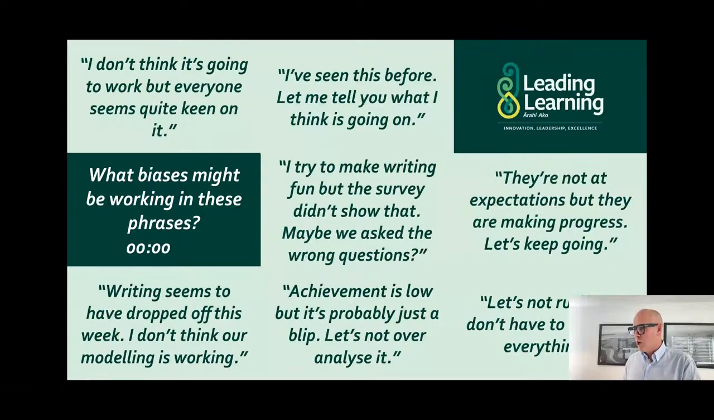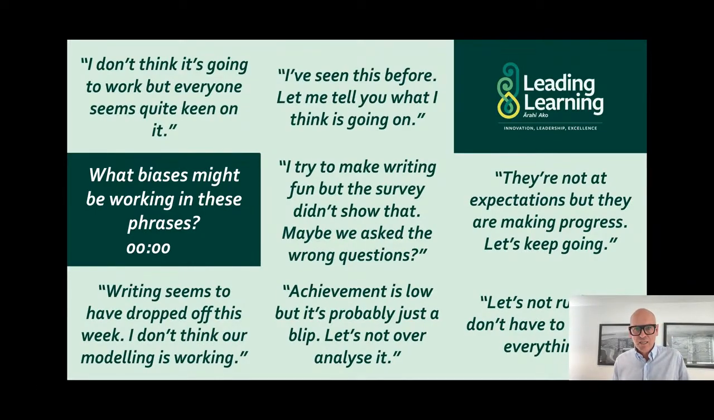Or achievement is low, but it's probably just a blip. Let's not overanalyze it. Let's move on. That might be a bit of status quo bias, but it might be ostrich effect as well. Yes, this class is achieving low, but let's not worry too much about it. That to me is a bit of ostrich effect. And let's not rush. We don't have to overhaul everything, is probably status quo bias.